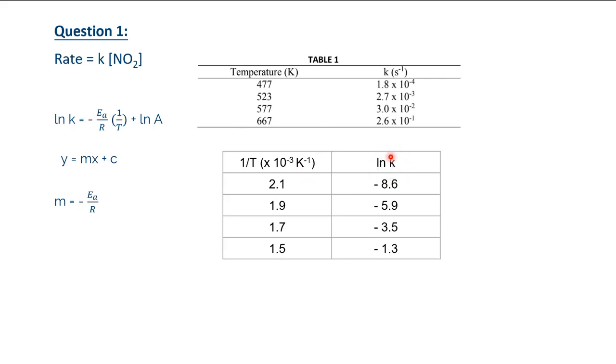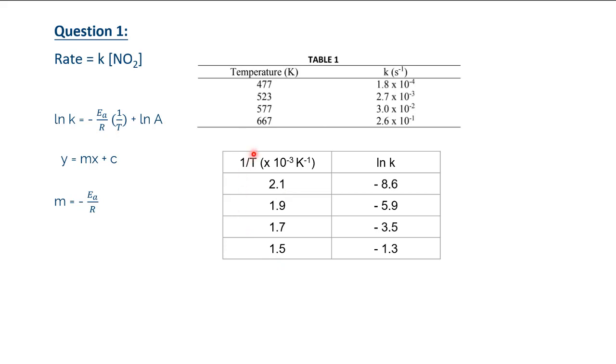Why we are using ln K and 1 over T is extracted from the equation here. So after you learn your Arrhenius equation, you have ln K equals negative EA over R, and then in brackets you have 1 over T, plus ln A. So your y-axis is ln K, and your x-axis is 1 over T, and the gradient is the same as negative EA over R. And this ln A is your intercept.